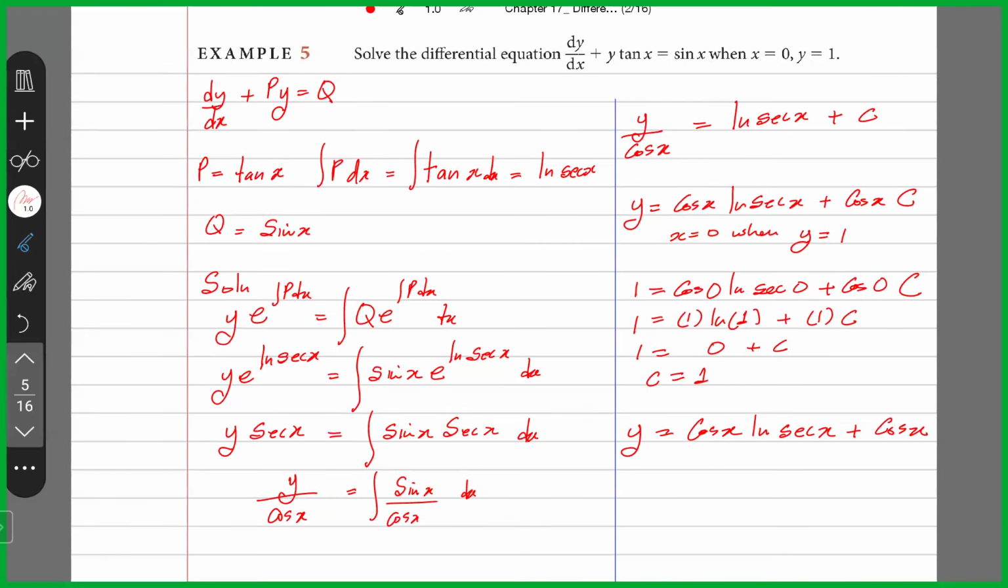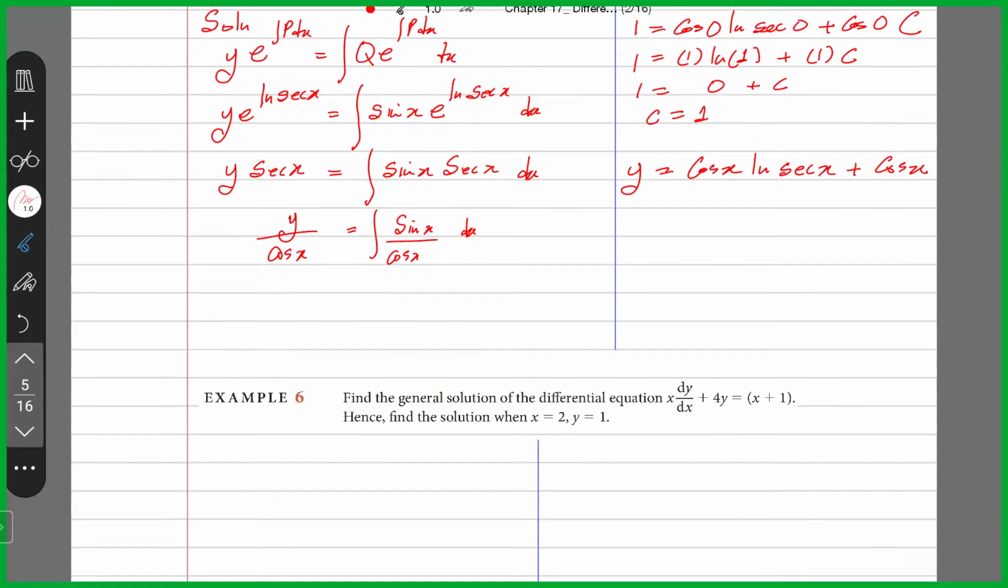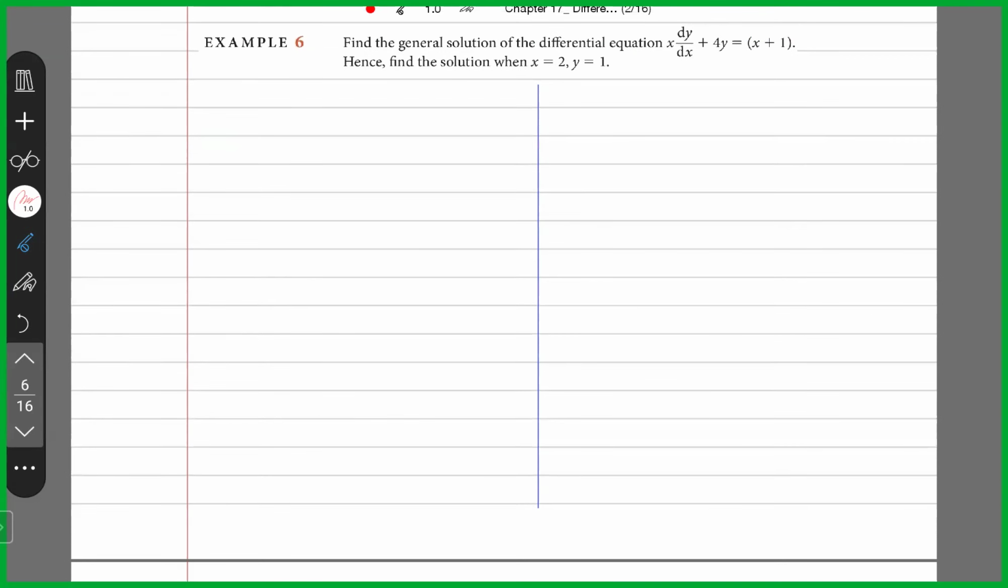All right, so let's have a go at example 6. Example 6 says, find the general solution of the differential equation x dy by dx plus 4y is equal to x plus 1. Hence, find the solution when x is 2 and y is 1. So we're to find the general solution and then find the solution when x is 2 and y is 1.